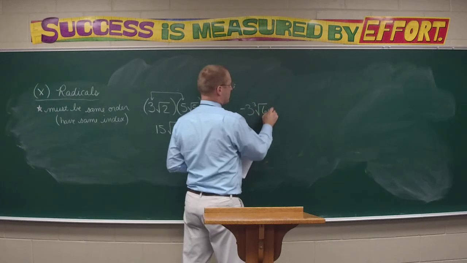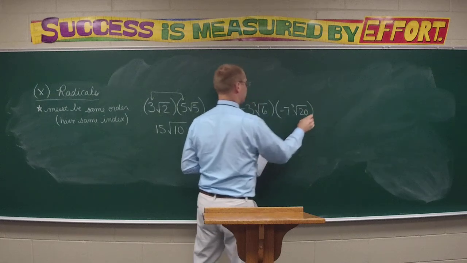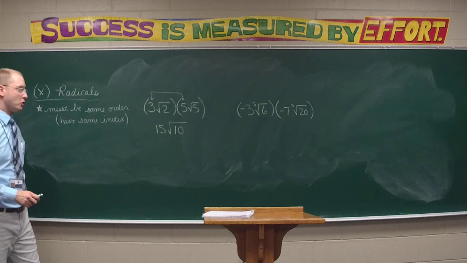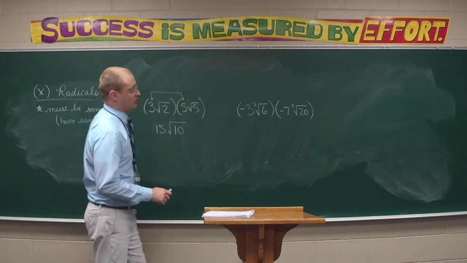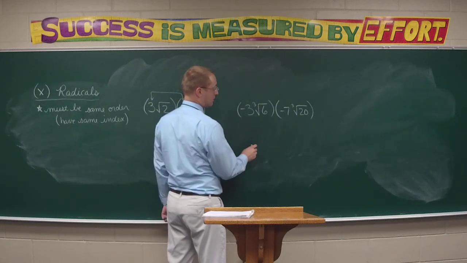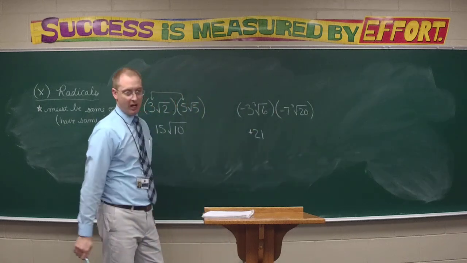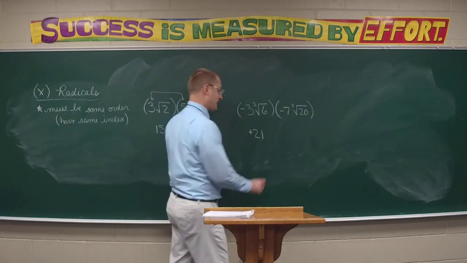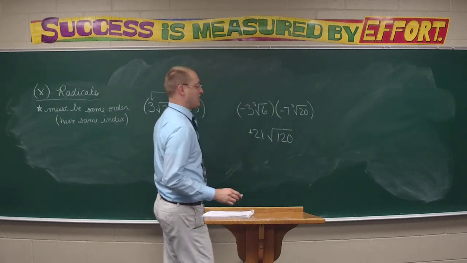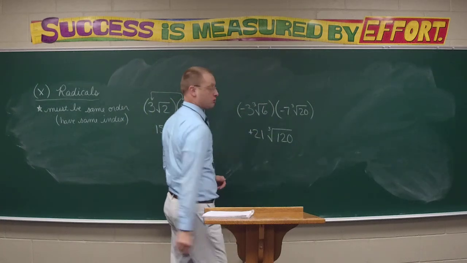-3 times the cube root of 6 times -7 times the cube root of 20. Step 1, class, is to multiply the coefficients to get positive 21. Step number 2 is to multiply the radicand. So my new radicand is going to be 120. Step number 3 is to keep the same index. I had a cube root before. I'm going to keep the cube root.